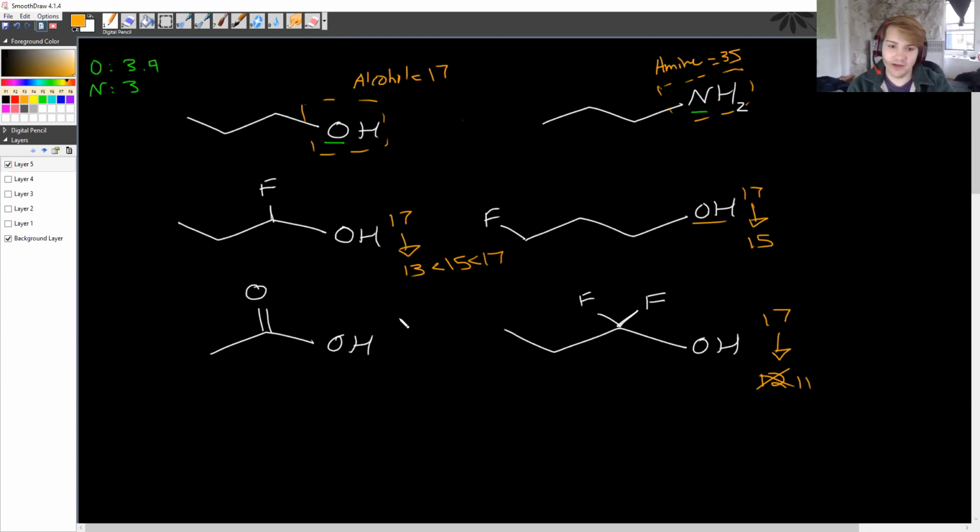And then once again, we know that 11 is lower than this, and then we can rank these things that are similar, and then we know that 35 is greater. So this gives us how to do this ranking.